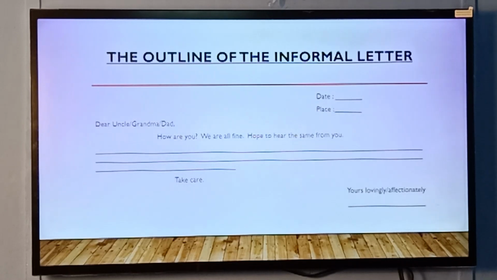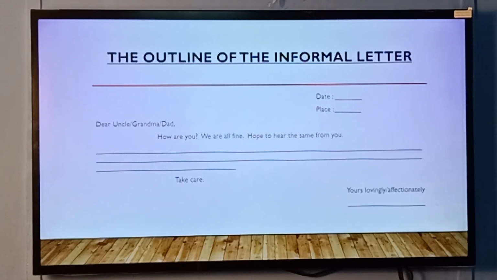Now we shall see the outline of the informal letter. It goes like this. So the date and the place, you have to start with dear uncle or dear grandma or dear dad. How are you? We are all fine. Hope to hear the same from you.